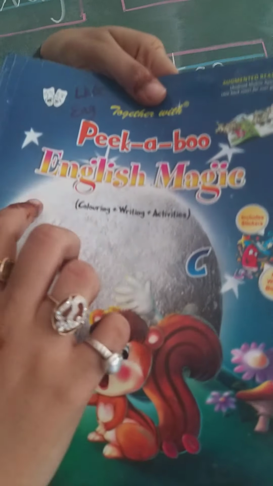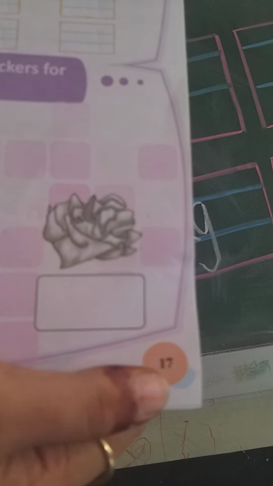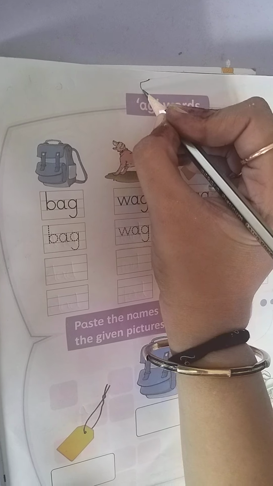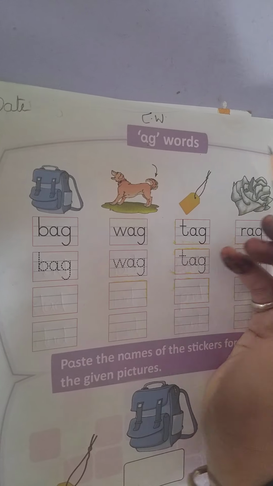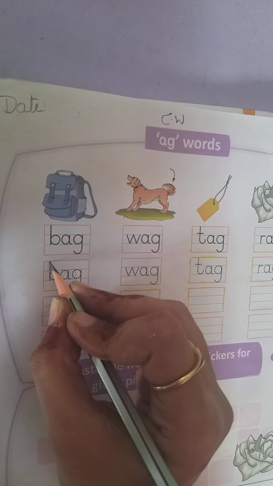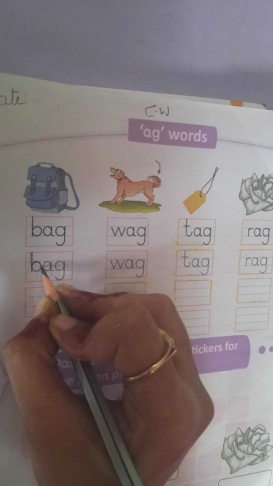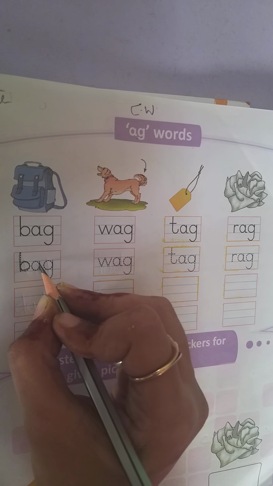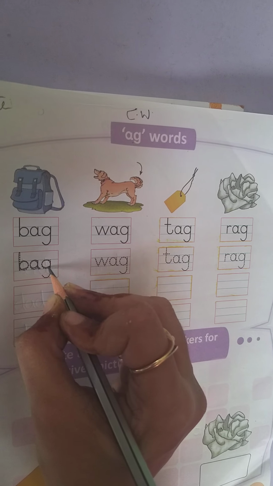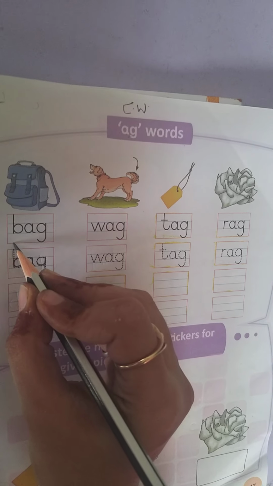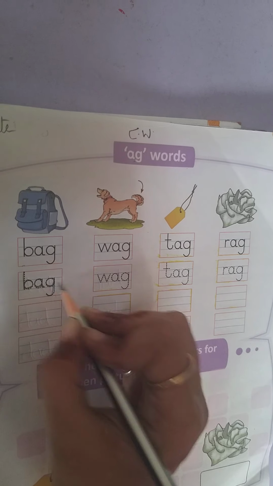This is our Peekaboo English magic book, page number 17, ag words. Now we will write in the book. CW, then you have to mention the date. Then first you have to read what is this? Ag words. So first we will write B. What is the phonic sound of B? B, B, B. Ag. Bag. This is consonant, this is vowel, this is consonant.